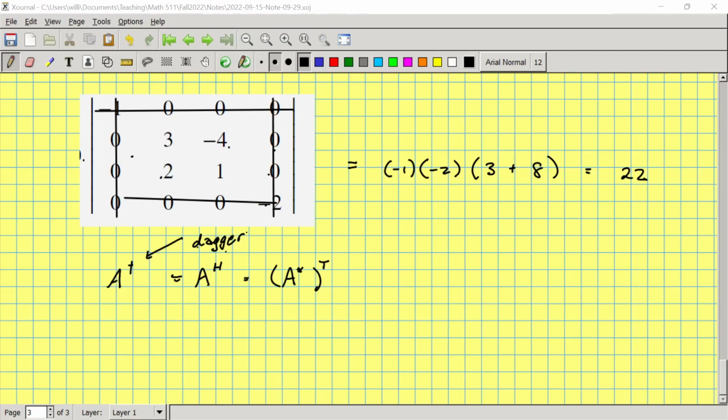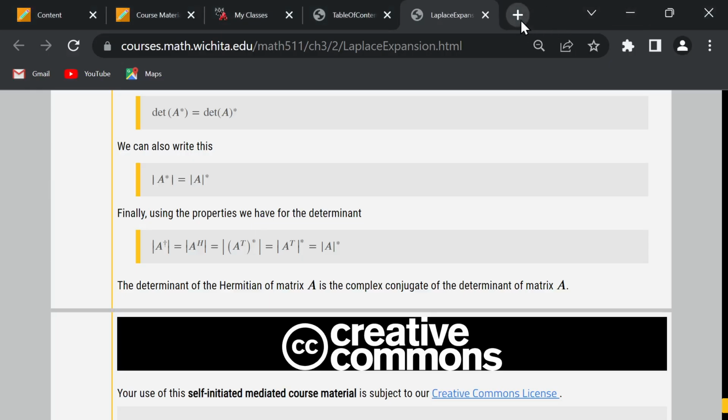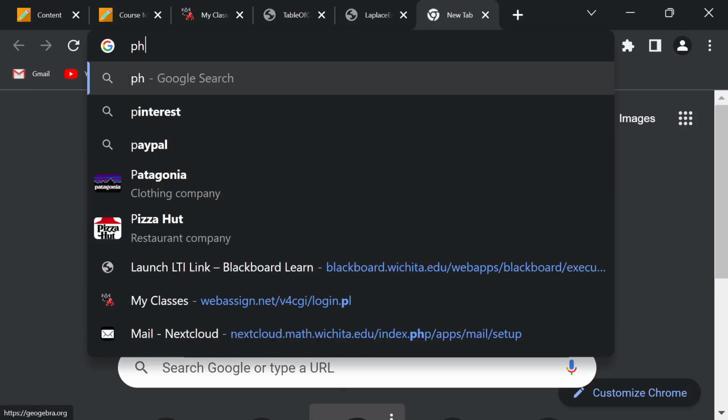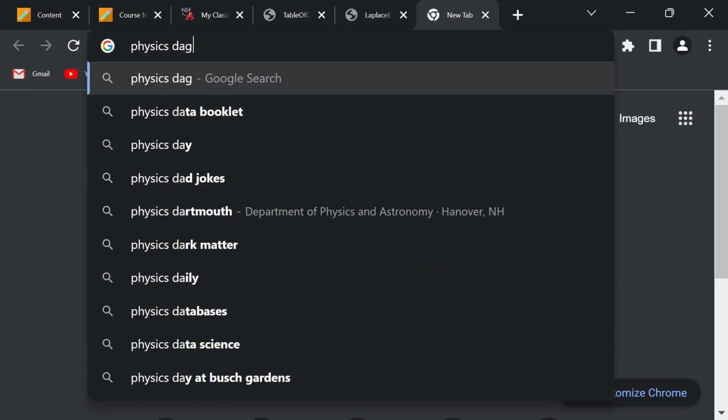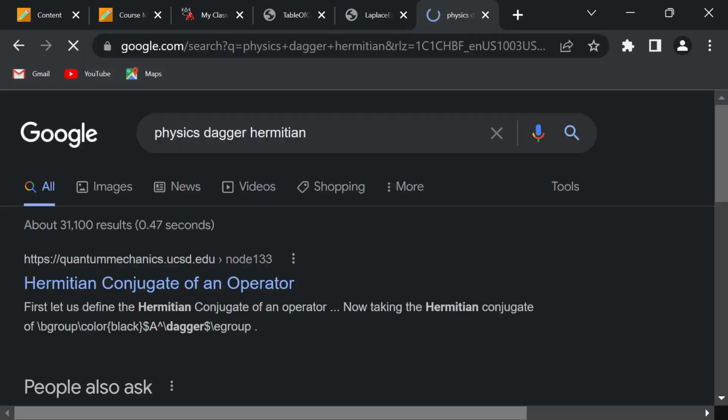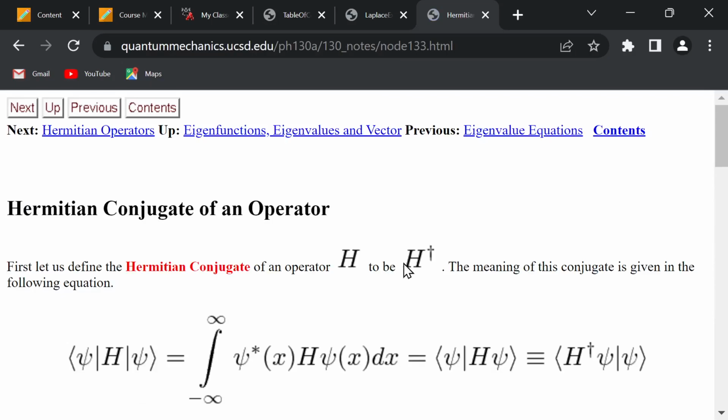That's the notation. We have the sum total of all human knowledge available to us, so: physics, dagger, Hermitian. See what the dagger looks like? It really does look like a little bitty 15th century, 16th century European dagger.